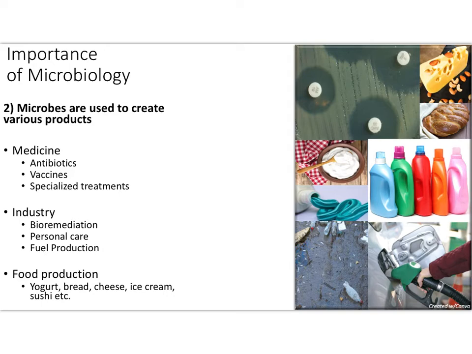So I've got three categories listed here. We've got medicine, industry, and food production. And there are, of course, probably other examples that don't fit into these three categories, but just to give you a taste of kind of how microbes can be used to create things that we use all the time, we'll start out talking about medicine. So in the field of medicine, we use microbes to create things like antibiotics, vaccines, and various specialized treatments.